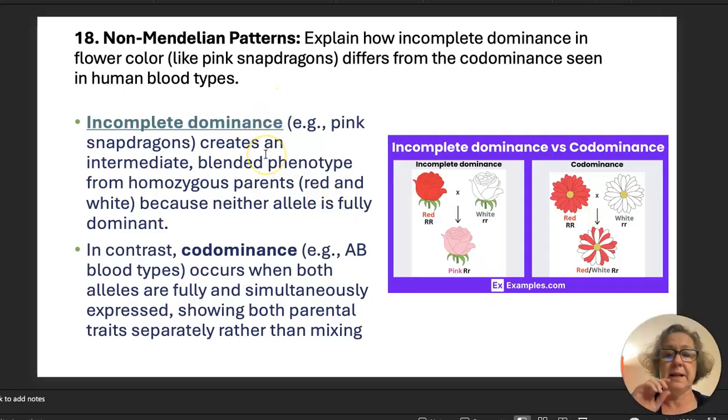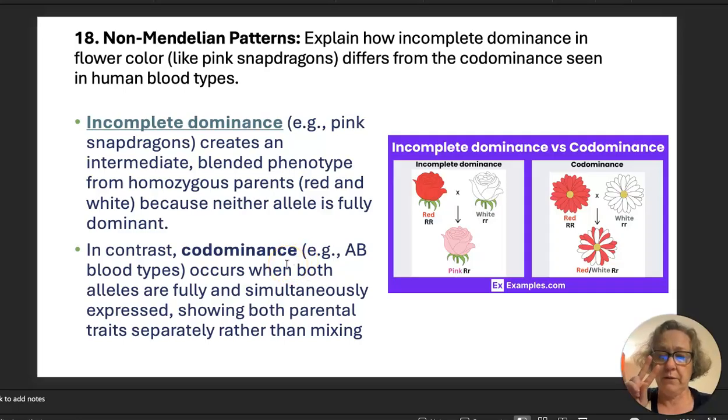Incomplete dominance is usually, again, I like to think of it like a red and a white makes pink because there's just not enough protein here to make red. So red and white make pink, like blending of paint. Like there's just not enough of this, so it makes a pink color. That's incomplete dominance. Creates sort of an intermediate.